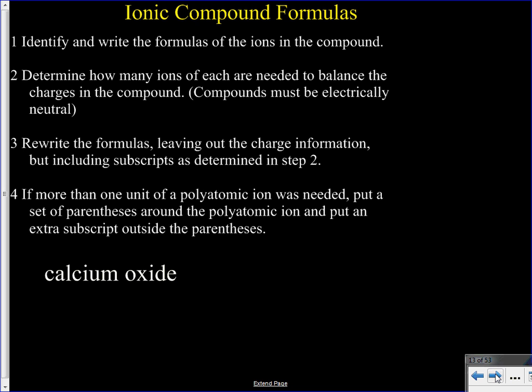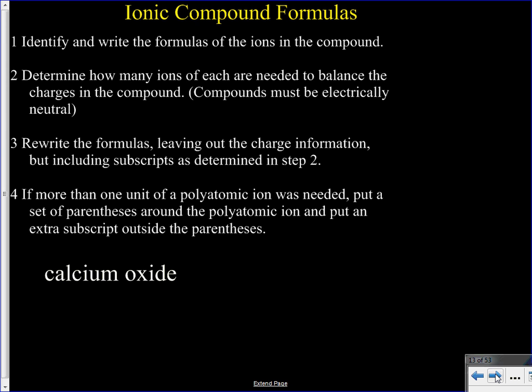So our first example is calcium oxide. The first step is to identify and write the formulas of the ions in the compound. So we look and say, well, it's definitely an ionic compound. We have a metal there with calcium, and we've got oxygen, the oxide ion, that says we've got a metal and a nonmetal.